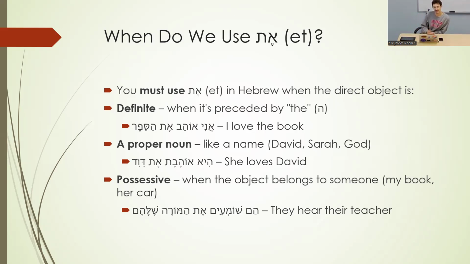He ohevet et David. She loves what? David. Okay, it's a proper noun. Right? Ani ohev et hasefer. Like what? Marking it.